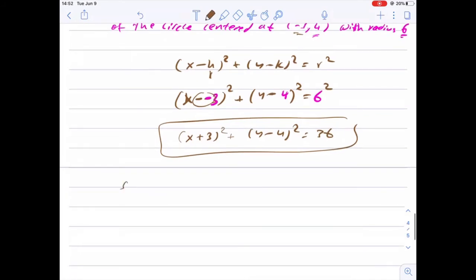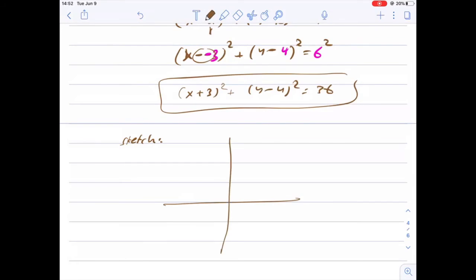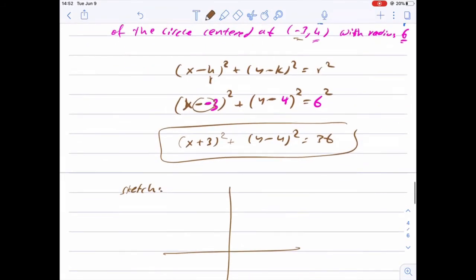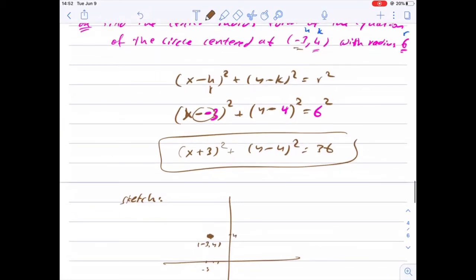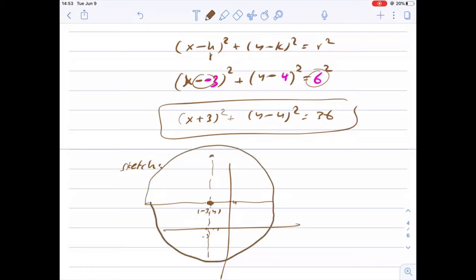If we want to sketch this circle, we start with the center. The center is -3 and 4, let's say here. And then the radius is 6. So we add 6 here, subtract 6 here, add 6 here to 4 and subtract 6. So we get this circle with radius 6.